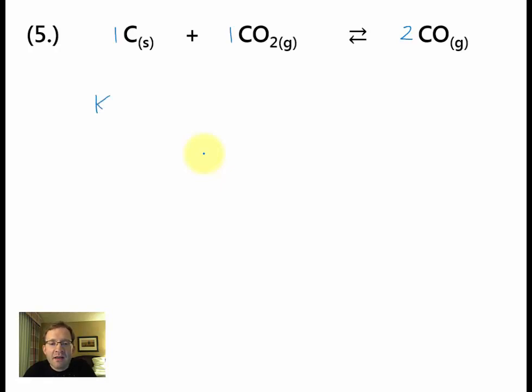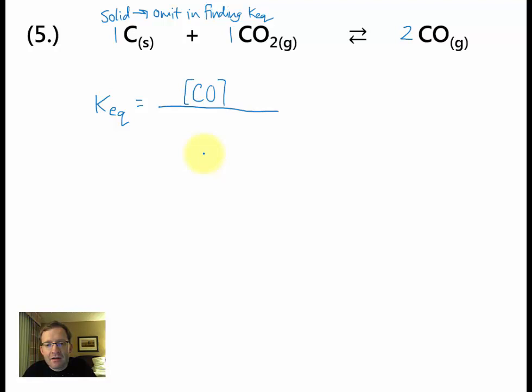Now when I go to set up my KEQ expression again, because carbon is a solid, we omit this when calculating KEQ. So we omit this when finding my KEQ and setting up the expression and so on. We don't even bother using it. So we'll leave that one out, and we'll have then product. Well, I've got one product, CO. That's a gas. And I'm going to square it because there's a 2 in front of it.